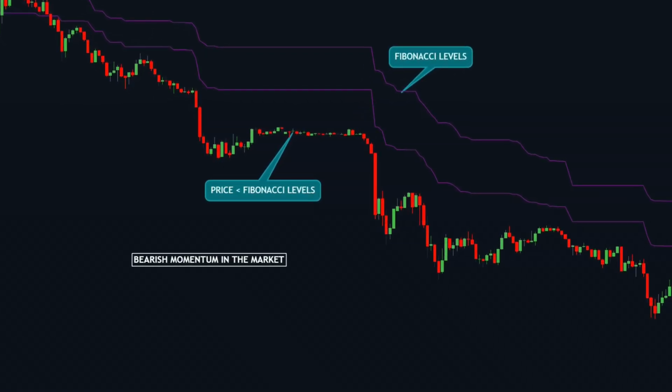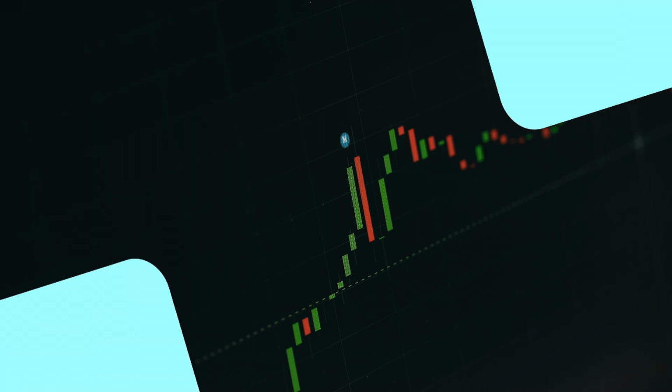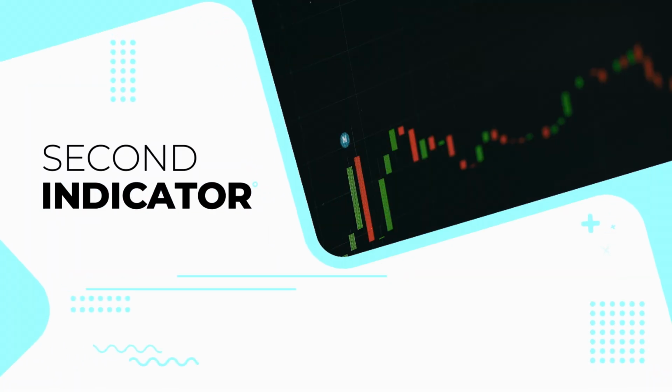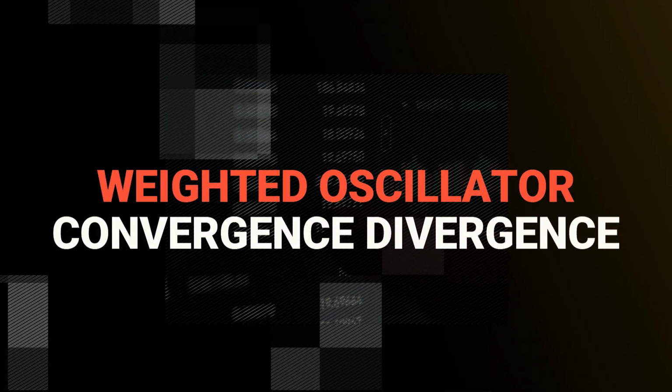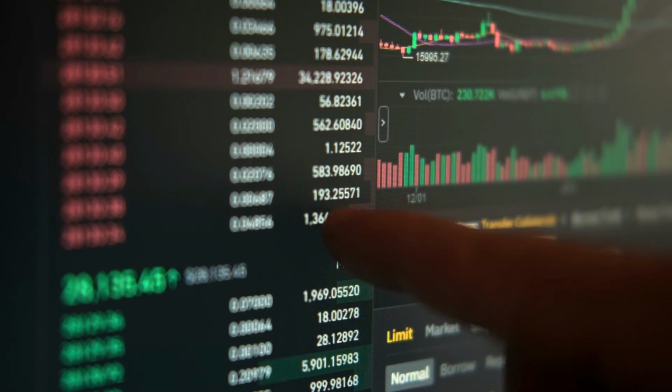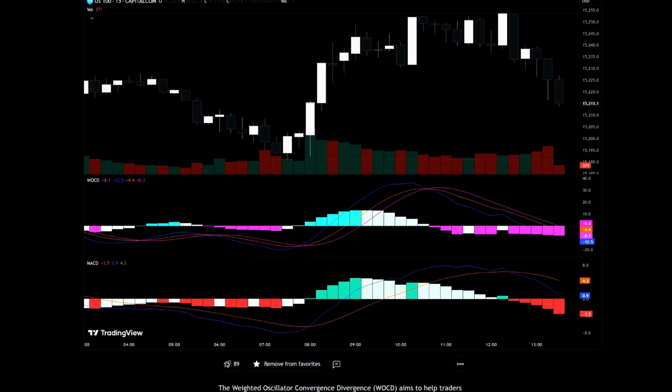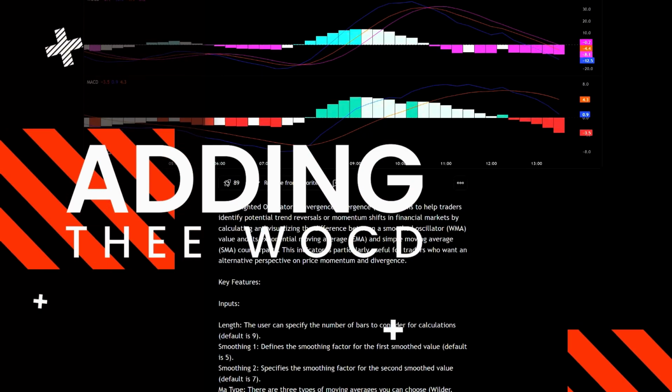Now that we have our first indicator set up, let's add another powerful tool to our strategy, the Weighted Oscillator Convergence Divergence, or WOCD for short. This indicator helps us spot potential trend reversals and confirm the strength of a trend.